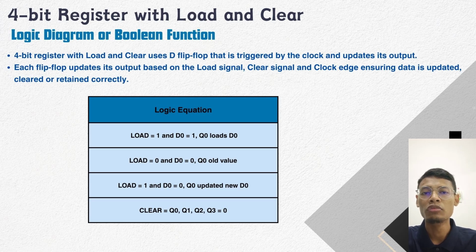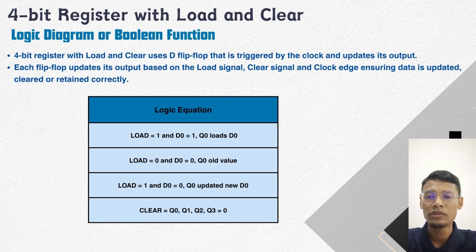Logic diagram or Boolean function. A 4-bit register with load and clear uses flip-flops that are triggered by the clock and update their output. Each flip-flop updates its output based on the load signal, clear signal, and clock edge, ensuring data is updated, cleared, or written correctly. This is a truth table of the logic equation of this circuit.